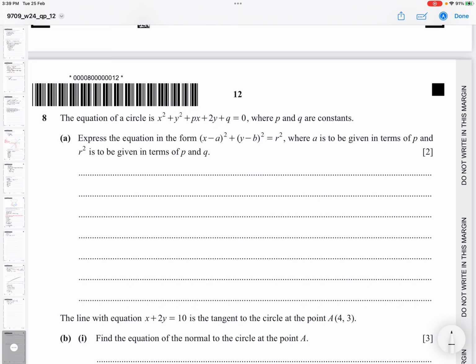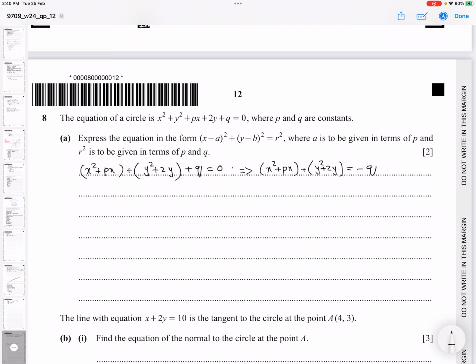We can collect all like terms. So I can write x squared plus px plus y squared plus 2y plus q equals 0. Now send q to the other side of the equal sign. So you write x squared plus px plus y squared plus 2y equals minus q.